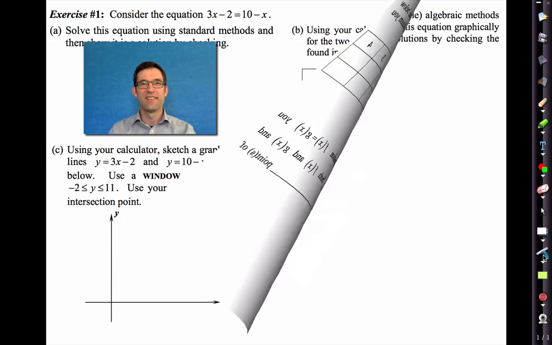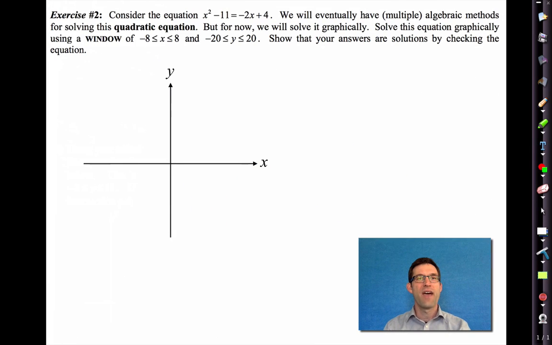All right, let's do one. Exercise 2. Consider the equation x squared minus 11 equals negative 2x plus 4. We will eventually have multiple algebraic methods for solving this quadratic equation. Multiple methods: factoring, completing the square, all sorts of things, the quadratic formula. But for right now, we're just going to solve it graphically.